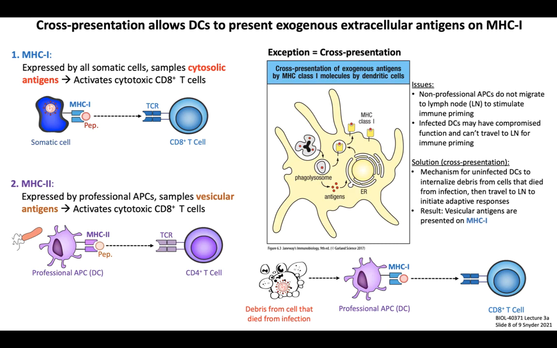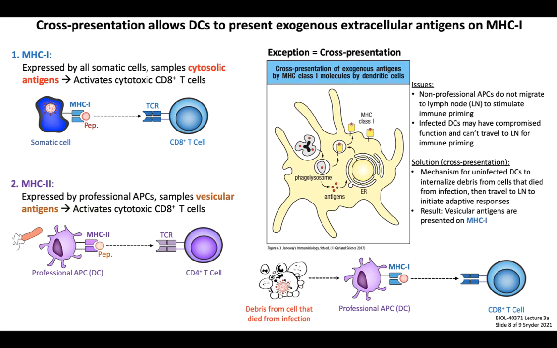So cross-presentation is extremely important in that it allows dendritic cells to phagocytose dead cell debris that are resulting from infection, which likely includes pathogen-derived protein antigens, and then take these antigens and travel to the lymph node to present them to naive CD8 T cells in order to initiate cytotoxic adaptive immune responses.